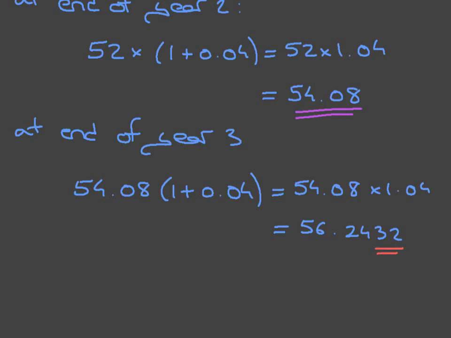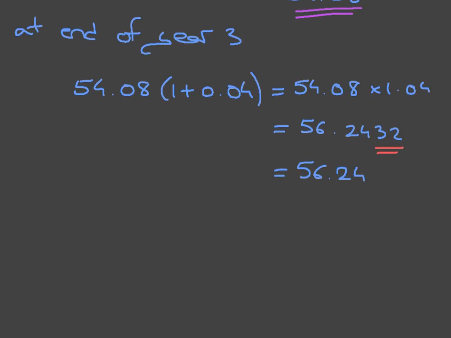Since in this case we're dealing with dollars, these last decimal places don't really mean anything, so we're going to round this number. Since we have 2432, when we round that to 2 decimal places, this will be equal to 56.24. And so finally we can say that at end of 3 years, we'll have $56.24.